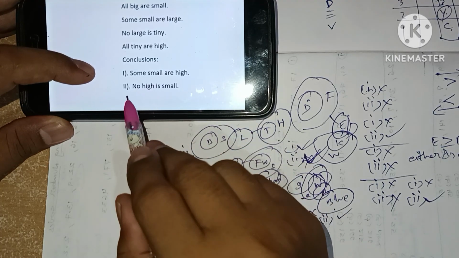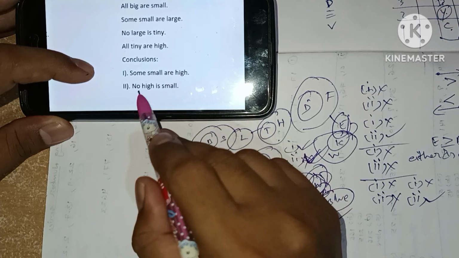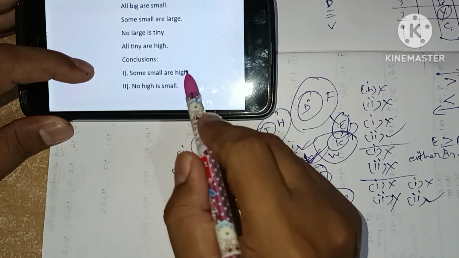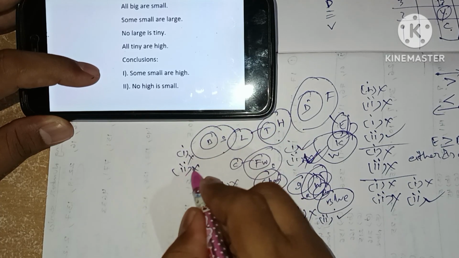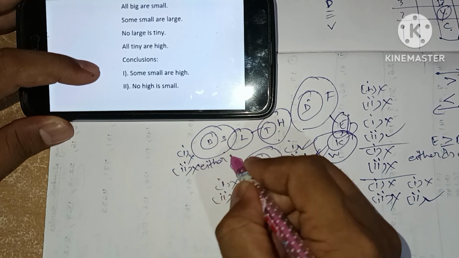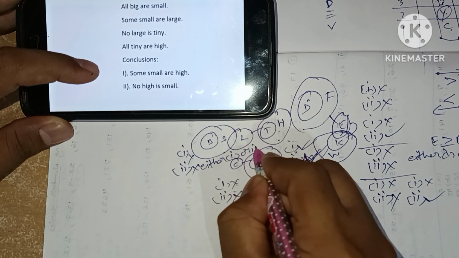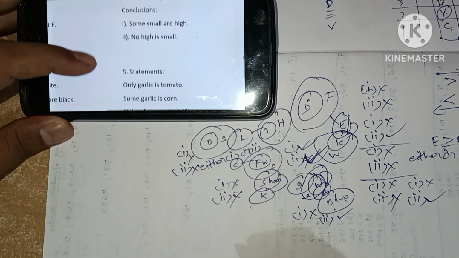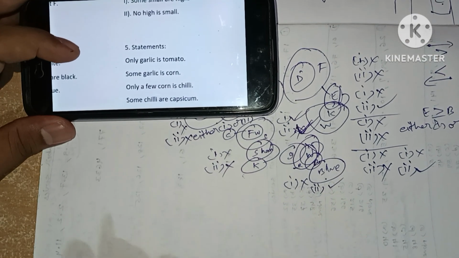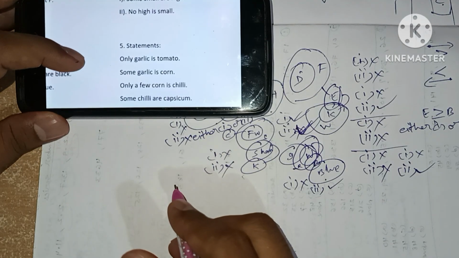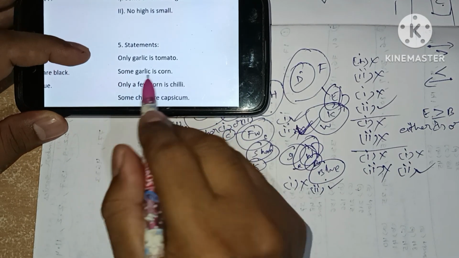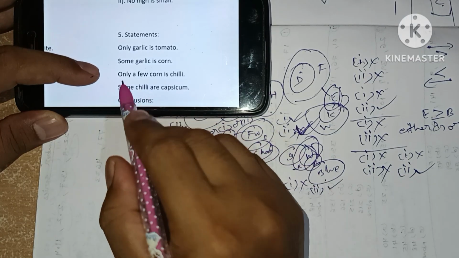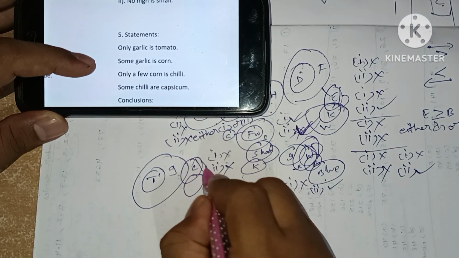So here we have some and no. Words are same but suffixes and prefixes are not the same. But the exceptional case for this one, the answer for this one is either 1 or 2. Next, fifth question. Only garlic is a tomato. So tomato is inside garlic. Some garlic is a corn. Only a few corn is a chili.